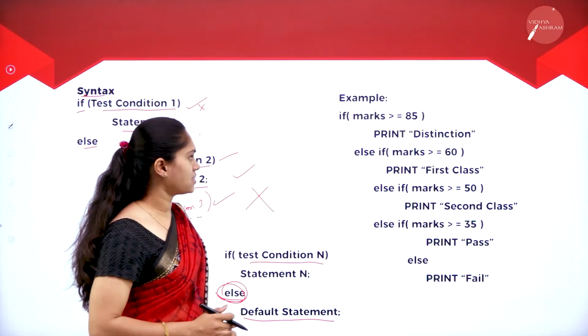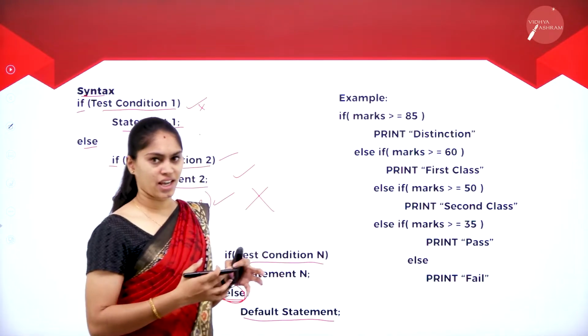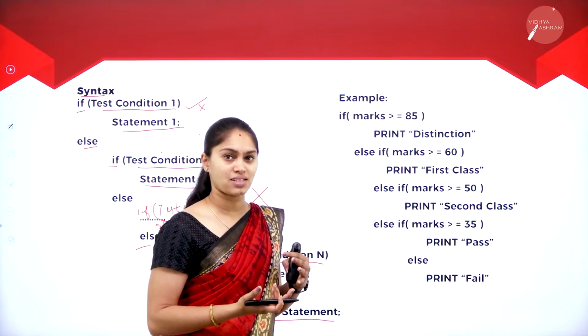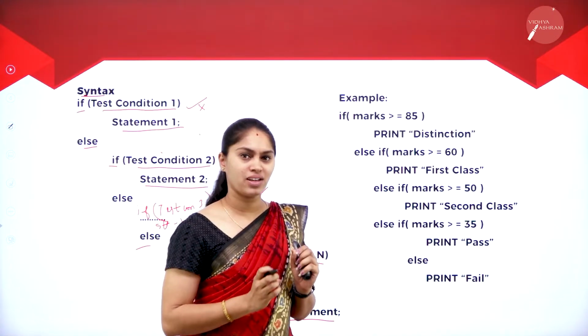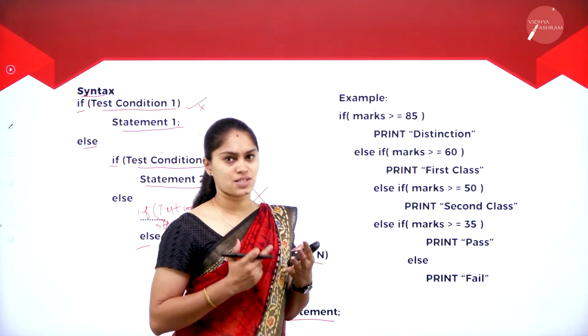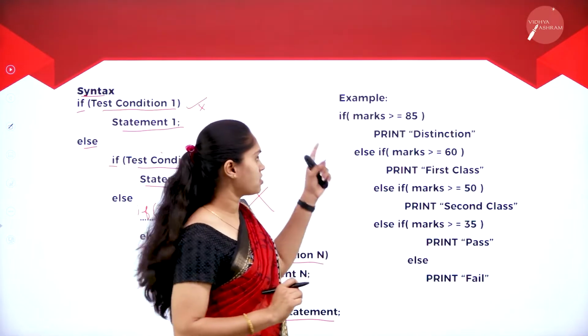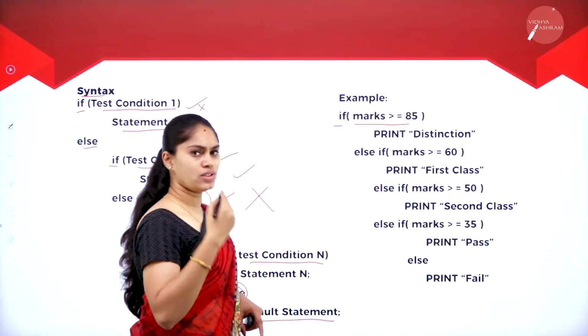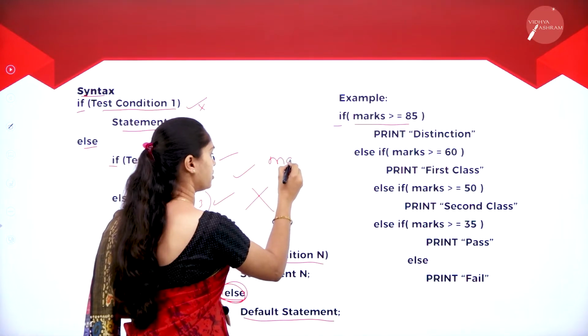So here you can see the example. Here we are having conditions regarding the marks. Based on the marks, we are printing whether the student got distinction, first class, second class, pass or fail. So we'll see the program. If marks is greater than or equal to 85. So let me take the first scenario.